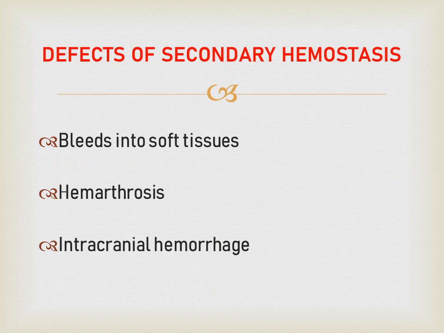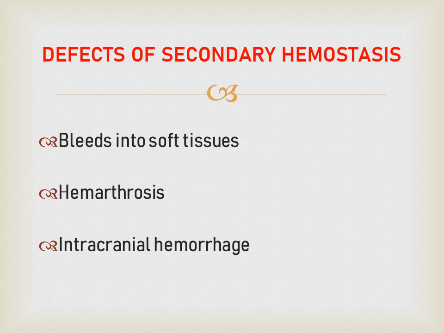When we talk about the defects of the secondary hemostasis, they are usually due to some coagulation factor abnormalities, and the patients with these coagulation factor abnormalities usually present with bleeds in the soft tissues or the joints. For example, if there is bleeding in the soft tissue, it may result in the formation of a large hematoma. If there is bleeding in the joint, it may result in hemarthrosis, or hemarthrosis you can call in a simple way as bleeding in the joint.